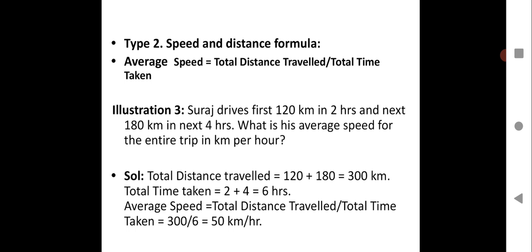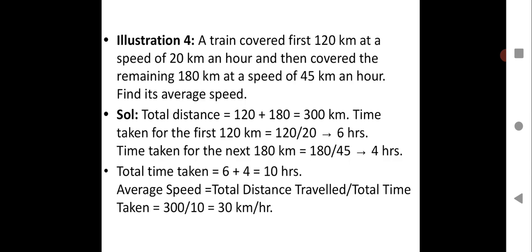So what is his average speed for the entire trip in kilometer per hour? So let us see. First we will take total distance travelled. That means 120 plus 180, that gives you 300 km. Total time taken is equal to 2 plus 4, that is 6 hours. So what will be the average speed? That is total distance travelled upon total time. That means 300 upon 6, that means 50 km per hour. Very simple. I hope this is very clear children. Please take this down.